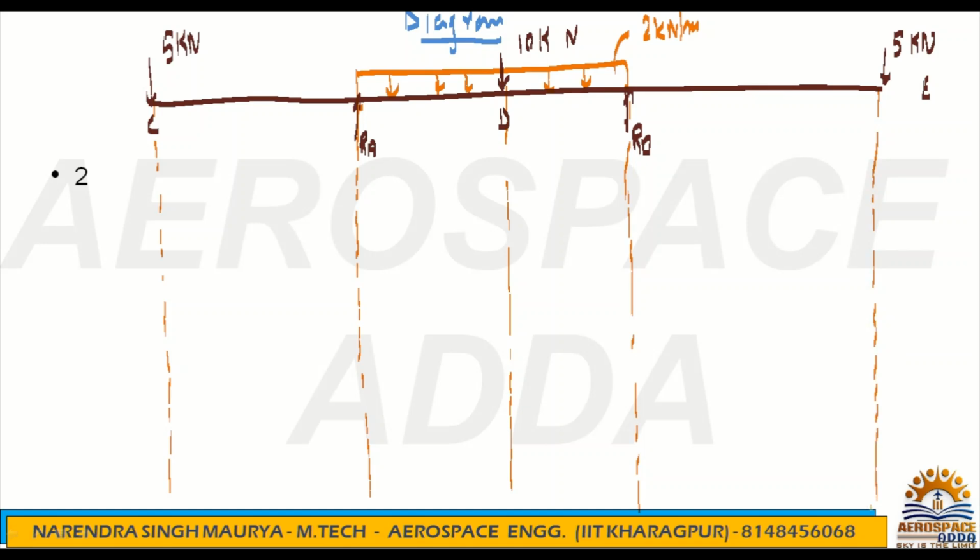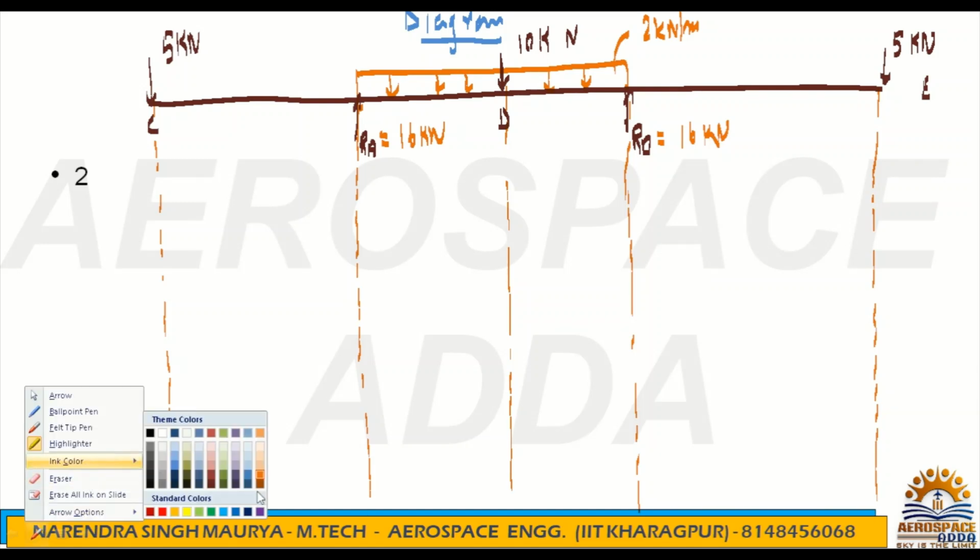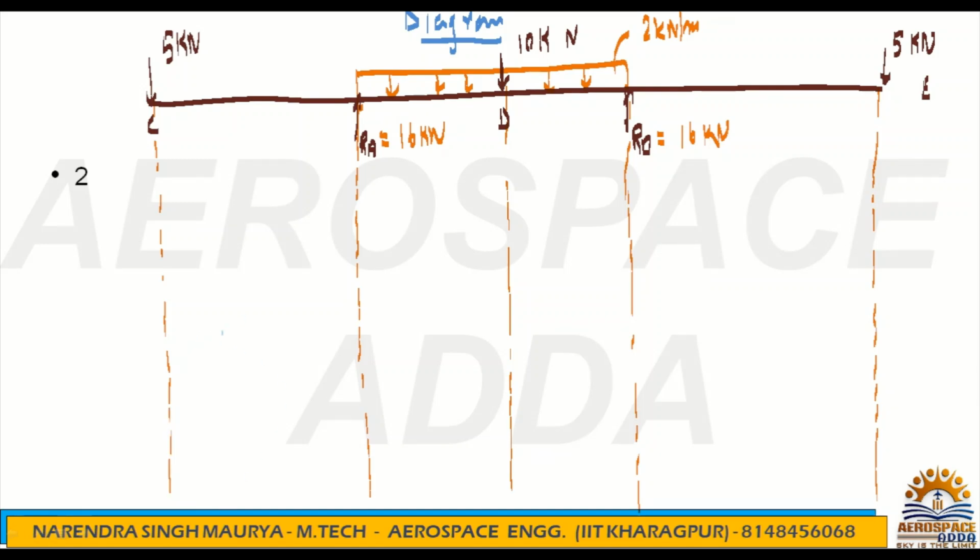Right. At each and every point, you know the load. RA is 16 kilonewton. RB is also 16 kilonewton. Rest all places the force is given. Now I told you, you have to draw one reference line, because you are interested in the shear force diagram. So first you draw the reference line.